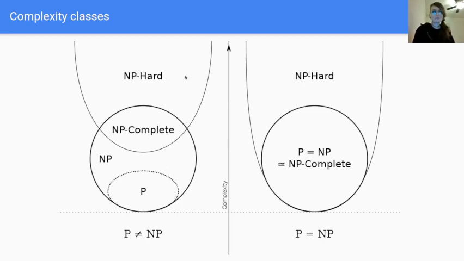Here's the NP-hard problems. There's a bunch of them that are outside of NP, but the ones that are inside of NP are called NP complete. These problems out here can be just hard problems that are difficult to solve, that can't be solved in polynomial time, that can't be verified in polynomial time even.